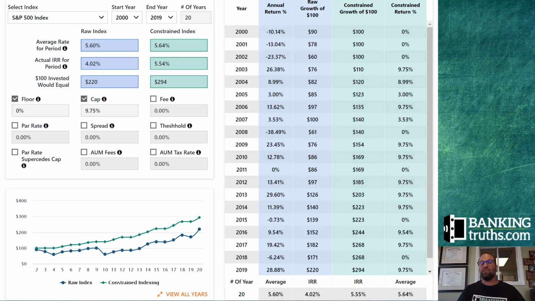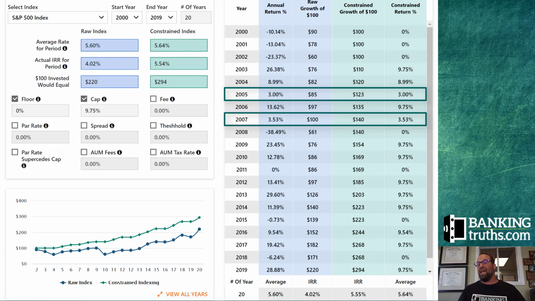In some of those years, like 2005, where you would have gotten zero with an 8% spread, you actually get the 3 points. In 2007, similar story. You get 3.5% instead of losing that by taking some kind of spread option with the first 8%.